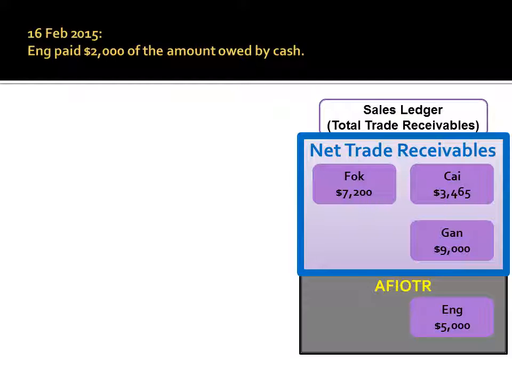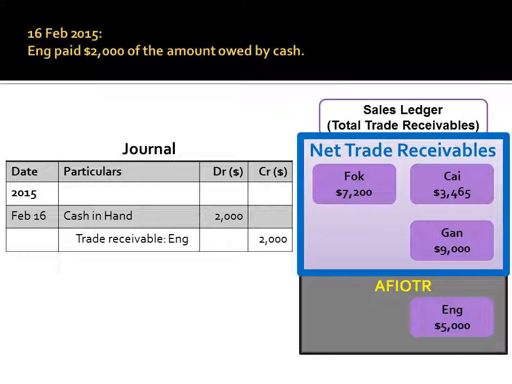However, on 16 February, Ing was able to pay $2,000 of the amount owed by cash. So the business will record the $2,000 received from Ing as a normal collection on trade receivables. The journal entry is as shown. This means that Ing now owes the business $3,000.